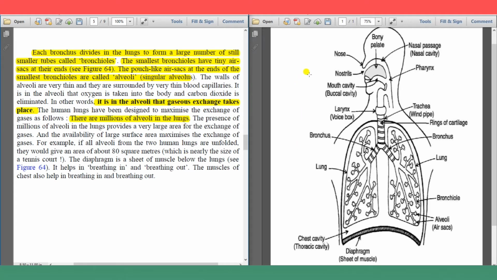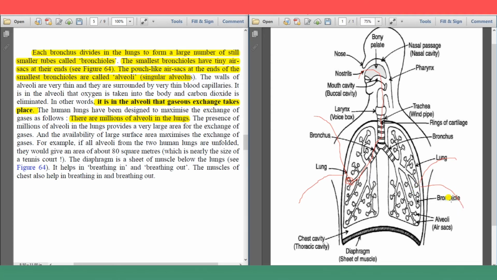So basically what happens when we inhale oxygen, it enters into the nasal passage. Then it follows the windpipe and goes into the edges of the alveoli, and as the alveoli are surrounded by lots of blood capillaries, these blood capillaries take the oxygen to each and every cell of our body, and inside these cells the respiration process occurs.